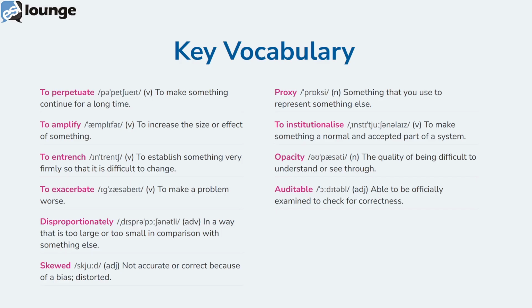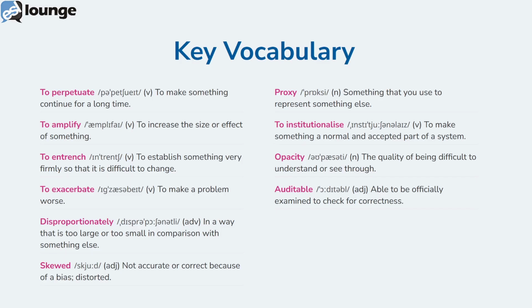Disproportionately, in a way that is too large or too small in comparison with something else. Skewed, not accurate or correct because of a bias. Distorted. Proxy, something that you use to represent something else. To institutionalize, to make something a normal and accepted part of a system.